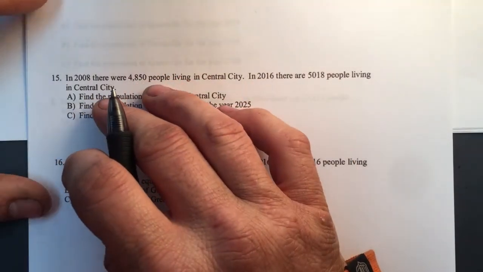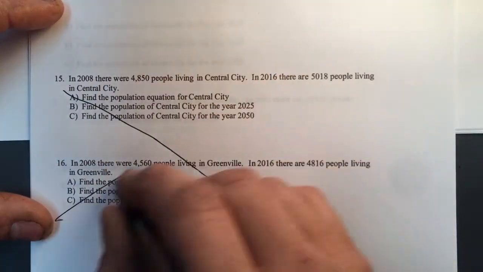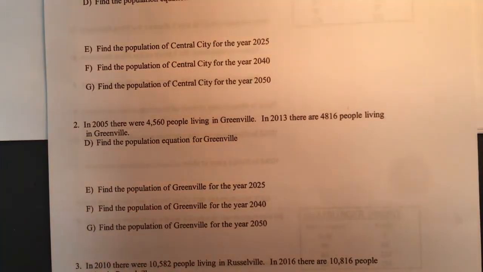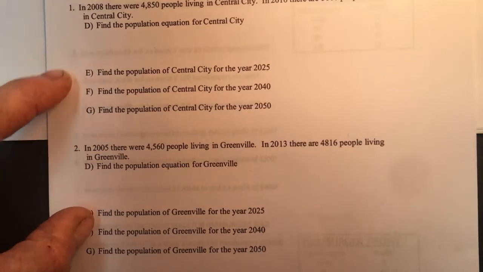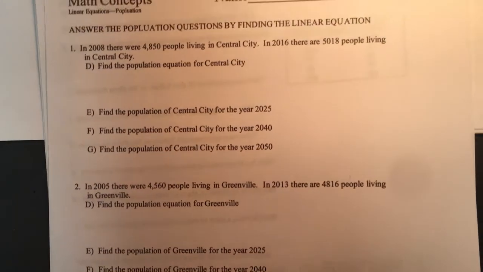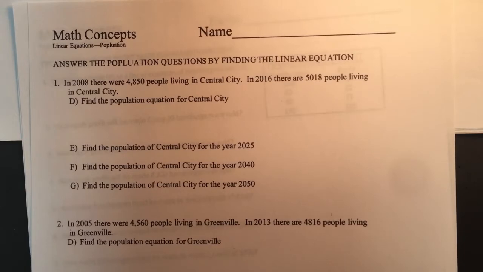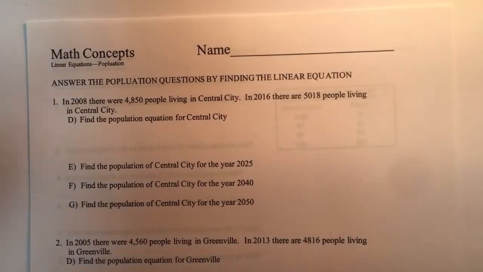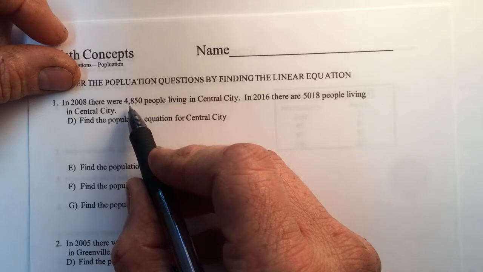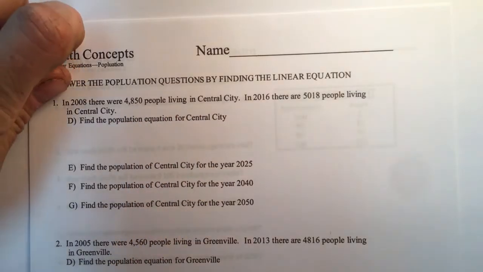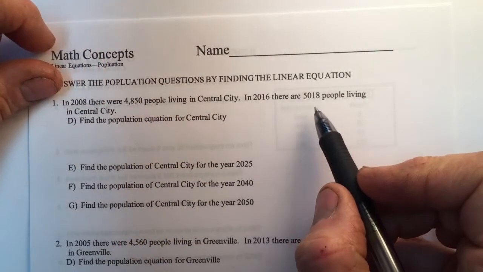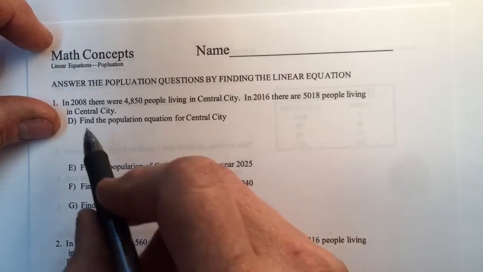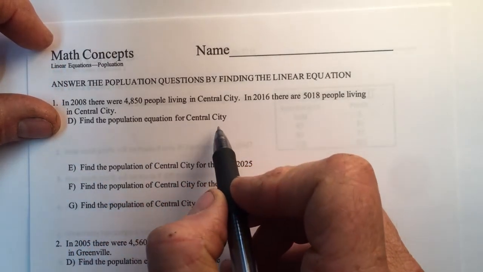now we got some word problems here, but don't worry about doing these two because there's identical ones right here. So these two right here are identical to the ones on that previous page. I'm going to do one of these, okay, so you guys can see what we're doing. Now, in 2008, there were 4,850 people living in Central City. In 2016, there's 5,018 people living in Central City. Find the population equation for Central City.